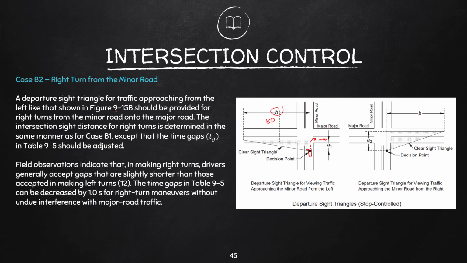A departure site triangle for traffic approaching from the left, like that shown in figure 9-15, should be provided for right turns from the minor road onto the major road. Intersection sight distance for right turns is determined in the same manner as for case B1, so similar, except that the time gaps in table 9-5 should be adjusted. So we will add 1 second for the right turn maneuvers without undue interference with major road traffic.